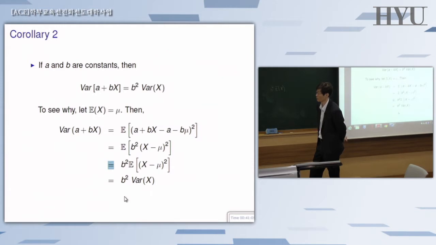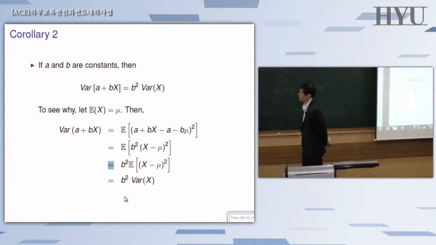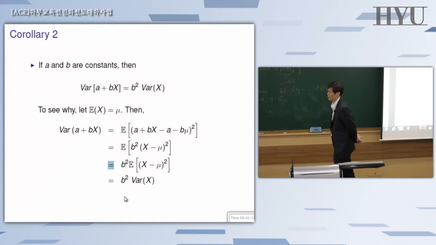Another application of the first corollary. And the last step is just the definition of variance. So you're done. So what's the lesson? Whether you add or subtract a certain constant inside the variance operation doesn't change anything.